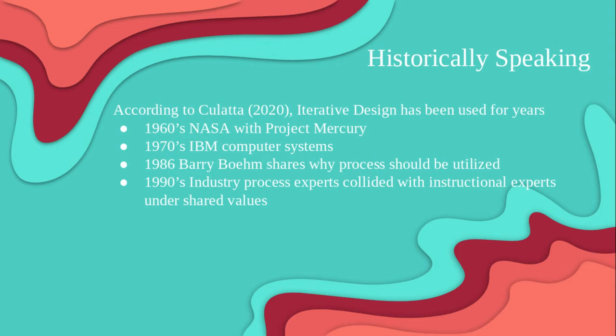Historically speaking, iterative design has been around for many years. In the 1960s, NASA first used their iterative design process with Project Mercury. In the 1970s, IBM began implementing iterative designs with computer systems and rolled out prototypes before they had their finished product. In 1986, Barry Boehm published an article that transformed the world by sharing the iterative process and why these processes should be used throughout all industries, not just that of engineering and software design.